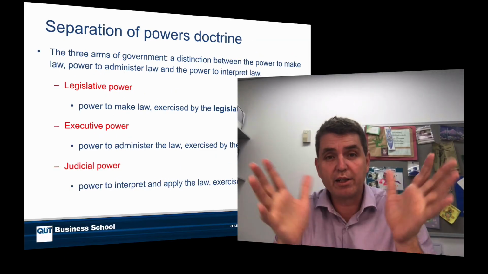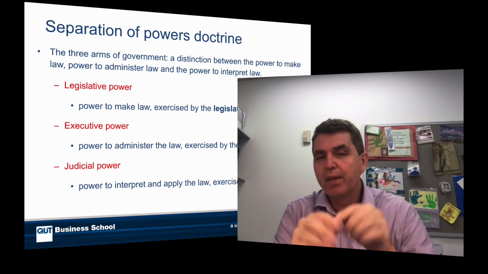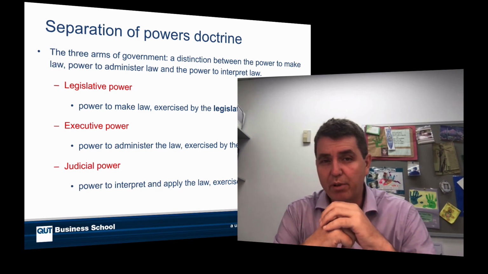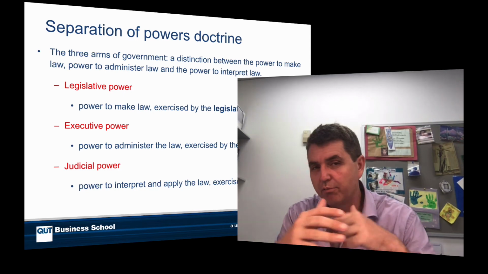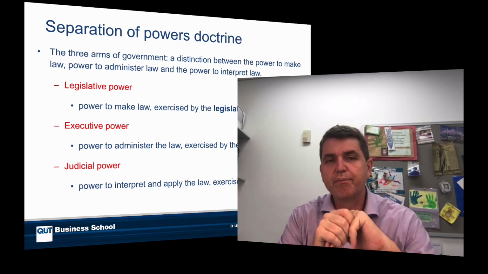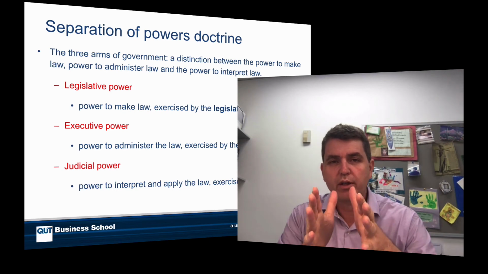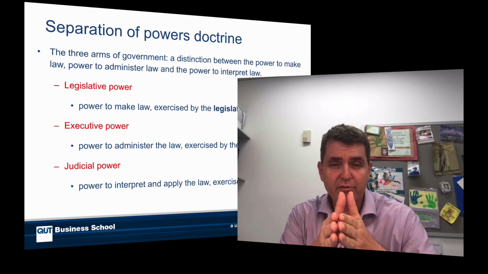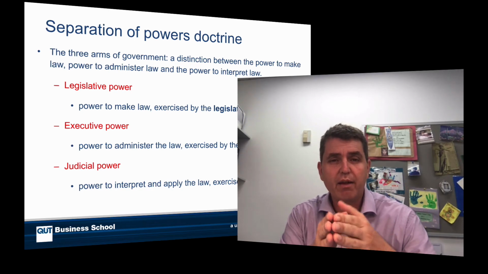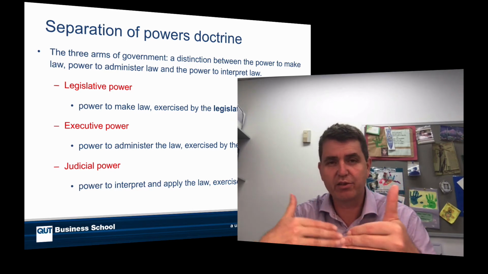So one of the topics that I skipped over in those 6 attributes of the Australian legal system was this separation of powers. It's not just Australia that has a separation of powers. In fact, most other democracies have some form of the separation of powers. The basic idea here is that you don't want a single person or a single arm of government to have absolute power. What you want are checks and balances, that one part of government checks on the other.